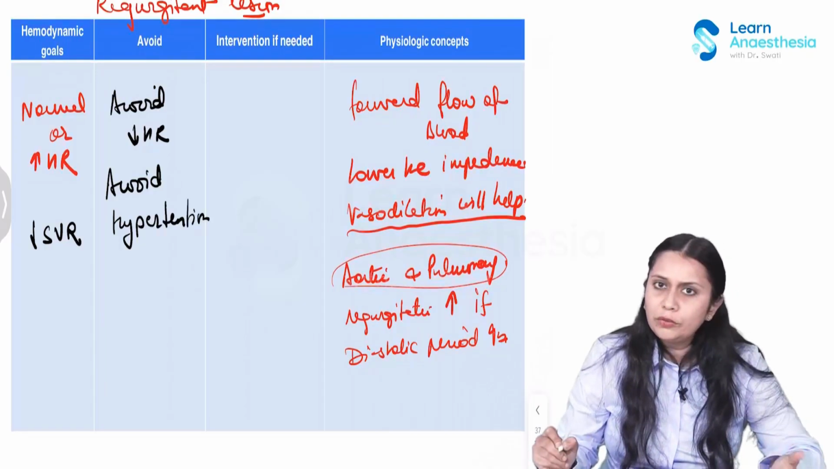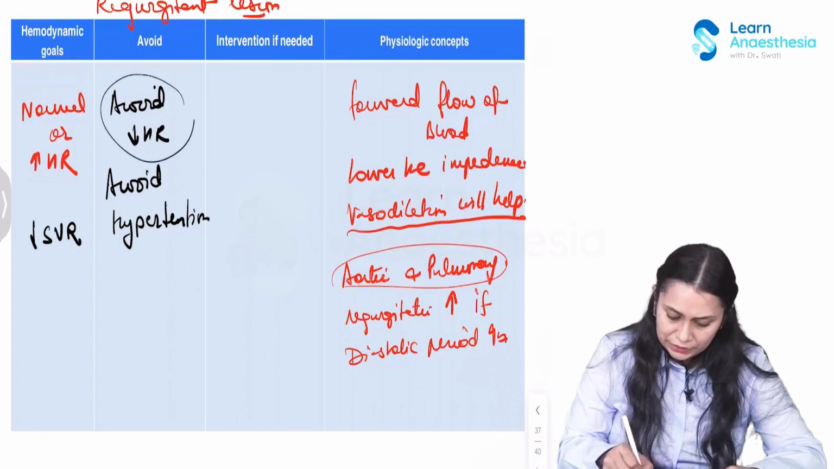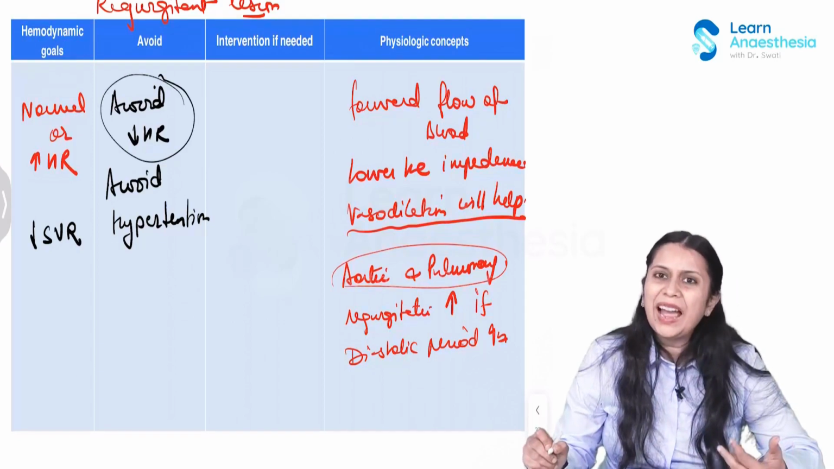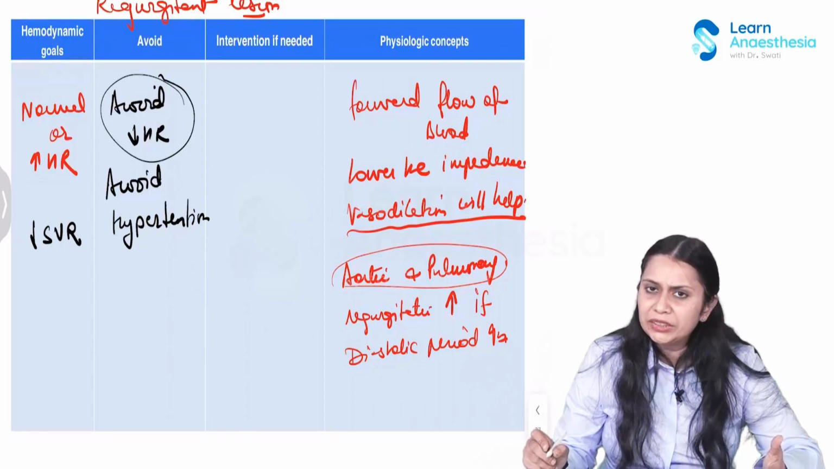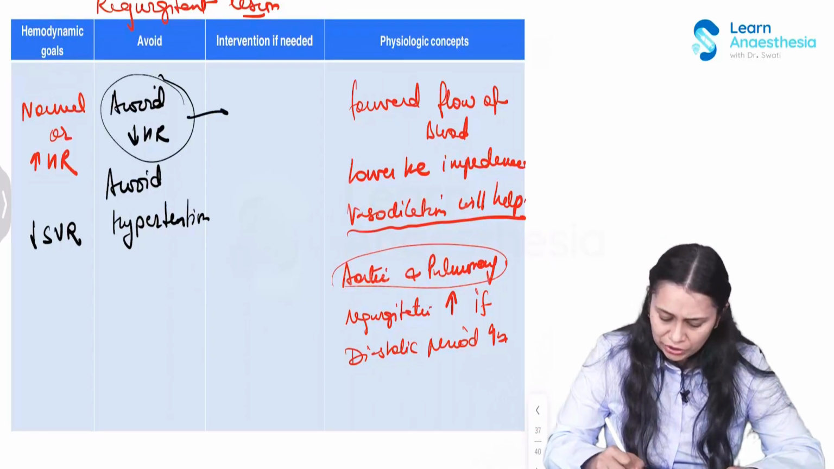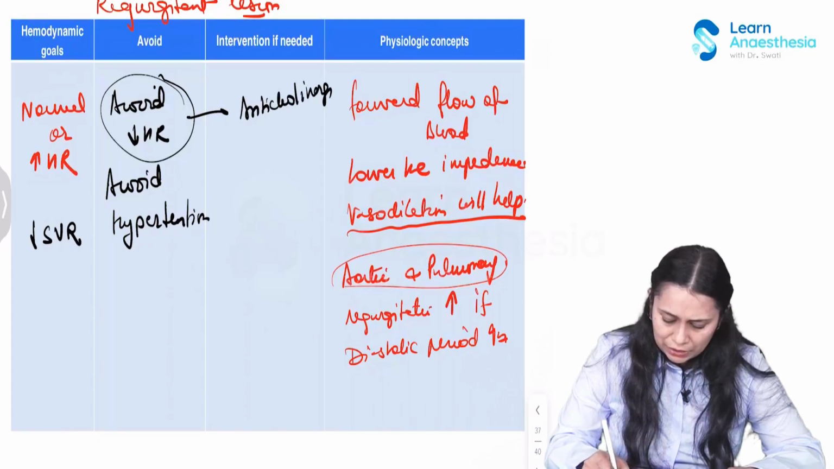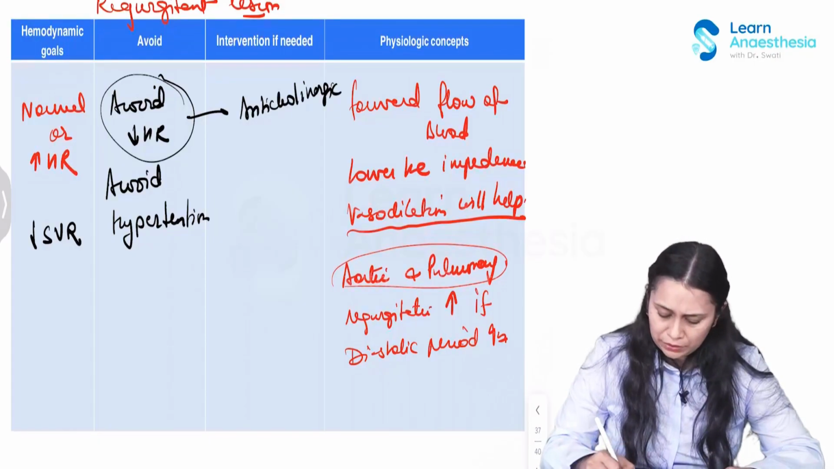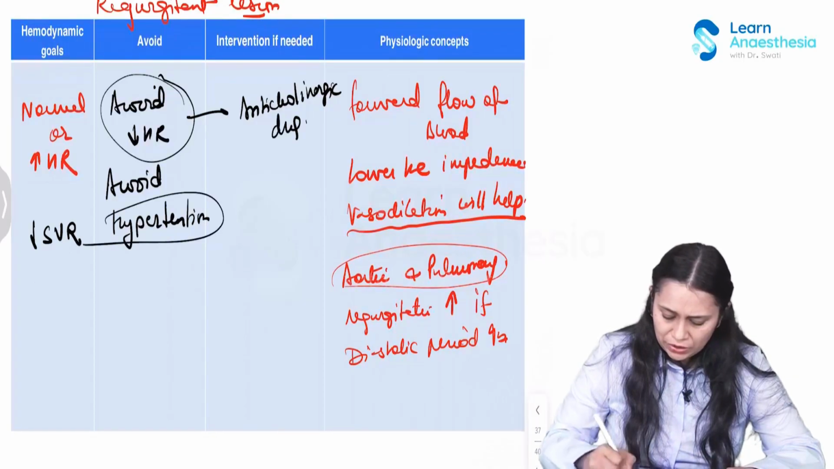Okay. How do we do this? Avoid a decrease in heart rate. We can give an anticholinergic drug. If heart rate is decreasing, immediately treat with an anticholinergic drug, like glycopyrrolate or atropine, and avoid hypertension. If required, a vasodilator should be used.